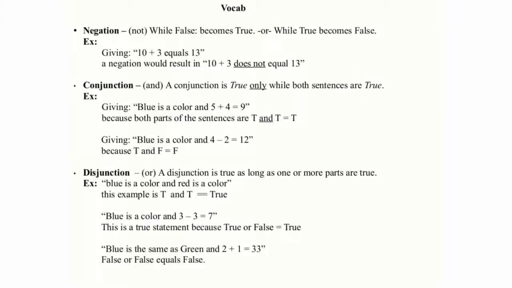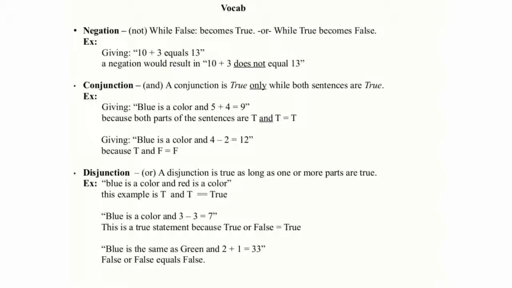A disjunction. So a disjunction is true as long as one or more parts is true. So blue is a color or red is a color. In this example, both parts are true, so we're going to get true. Blue is a color or 3 minus 3 is 7. That's not true. Even though blue is a color, 3 minus 3 is not equal to 7. But as long as there is a true part of this sentence, the entire thing is going to be true. So being that blue is a color, we're going to see that this is true.